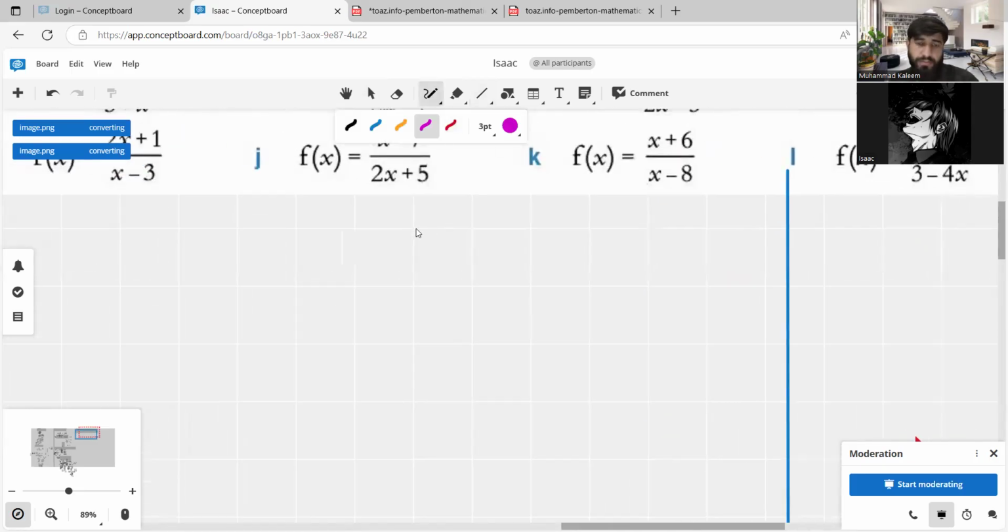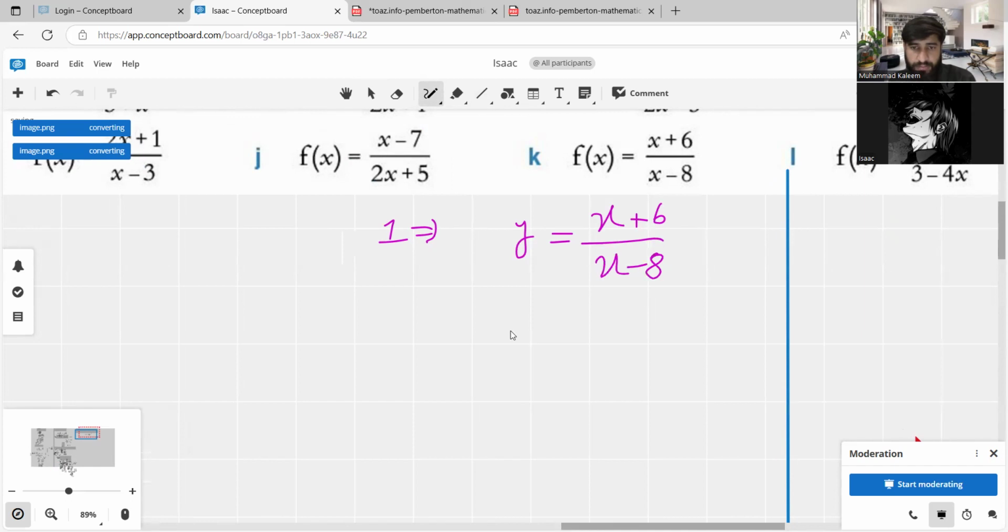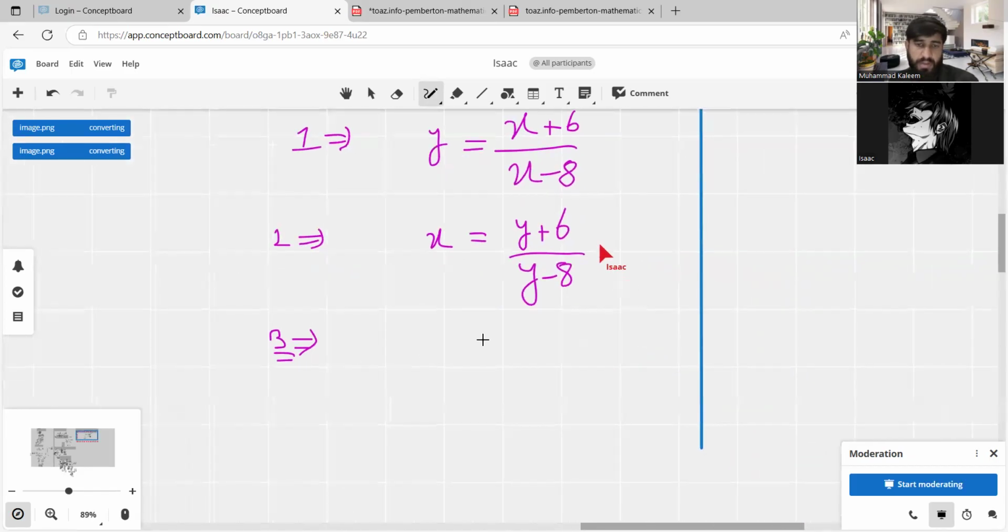Okay. So first you have to say y equals x plus 6 over x minus 8. Then you have to swap around the y's and the x. So it'll be x equals y plus 6 over y minus 8. Then you have to make y the subject. So you times both sides by y minus 8.